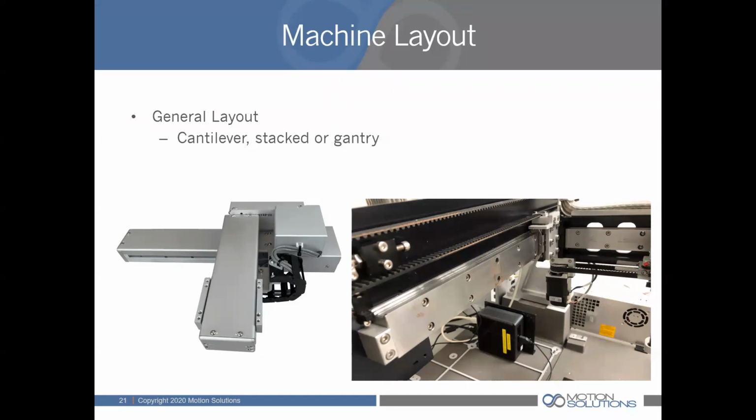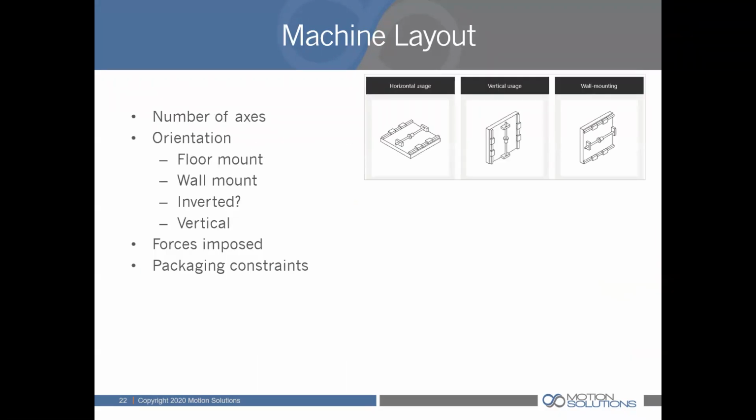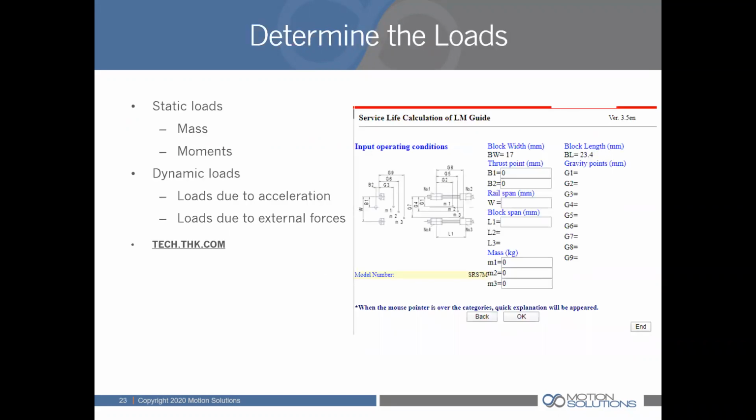Now, as I mentioned, you don't want to use 2-row bearings on wall mount applications. This is a wide 4-row bearing, so they chose this correctly. Look at the number of axes. The orientation: is it going to be horizontally mounted, vertically mounted, wall mounted? And of course, once you have your basic layout, we have to start looking at forces. What are the resultant forces on the bearings? So we want to start looking at the loads.